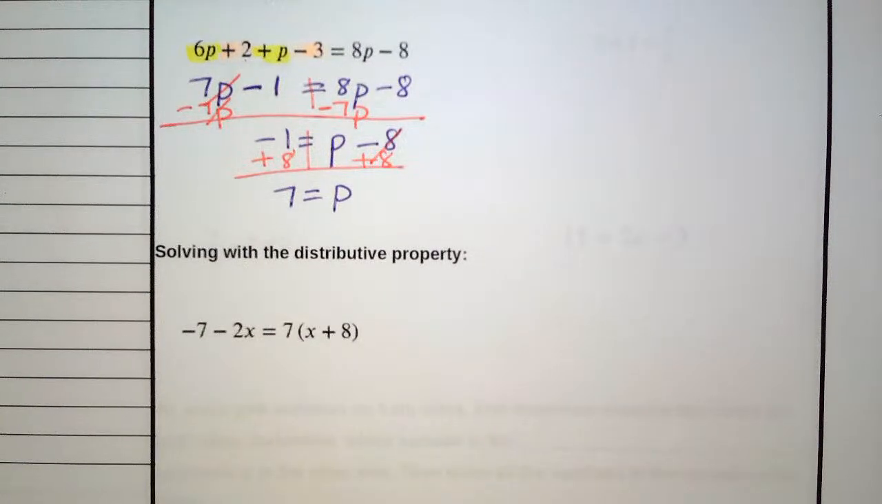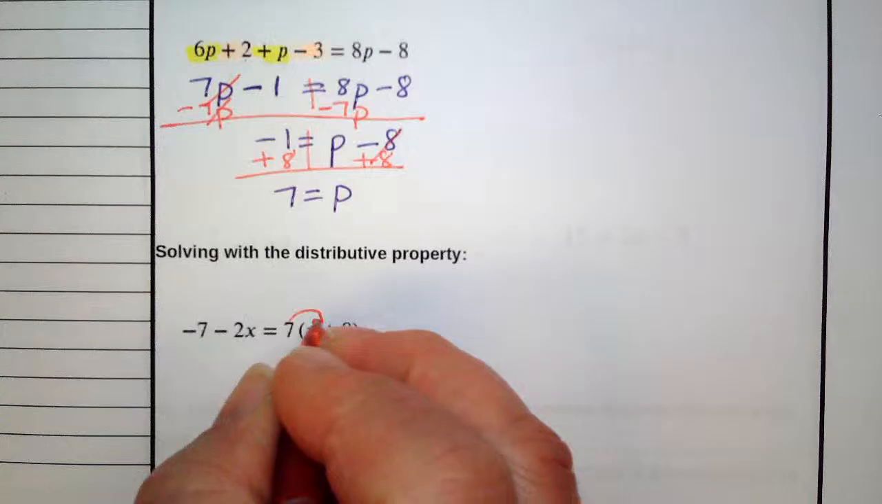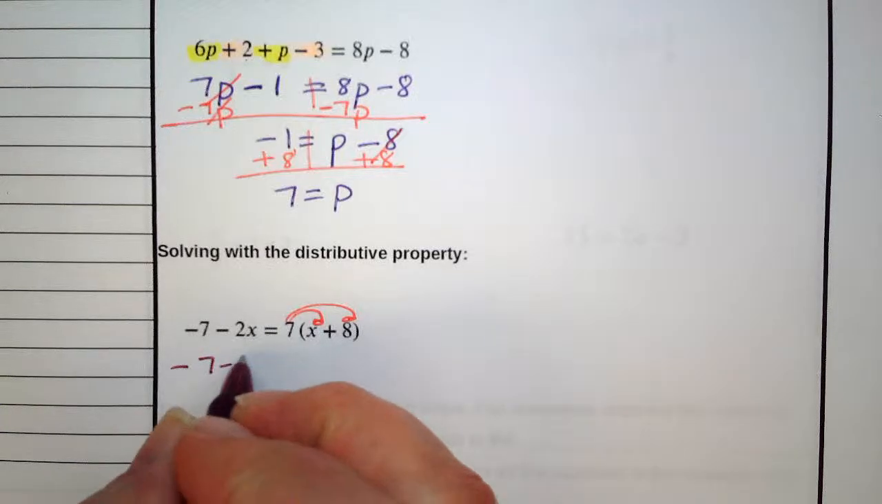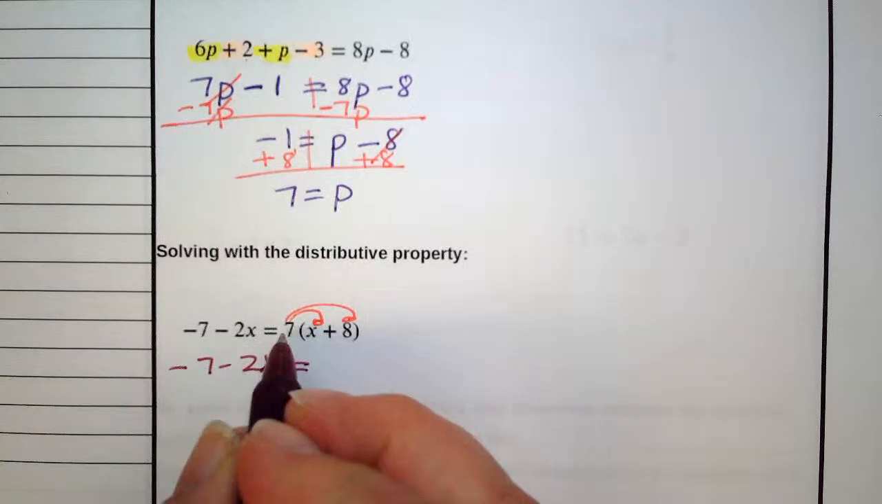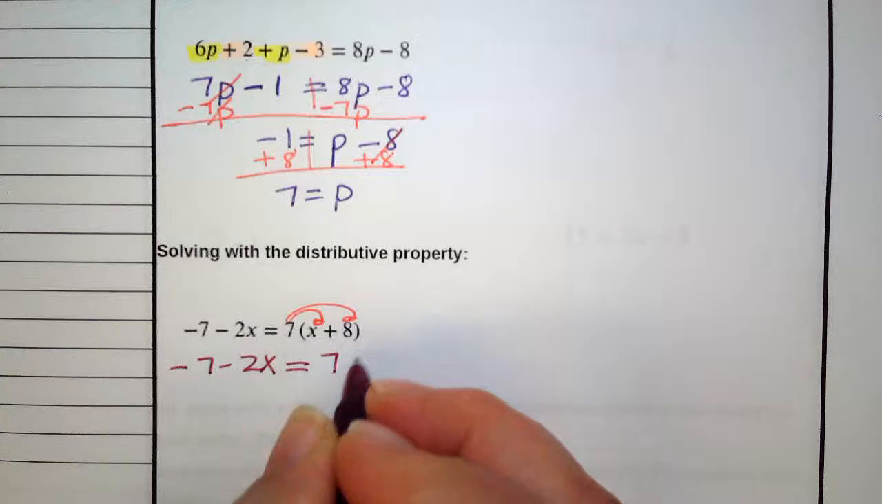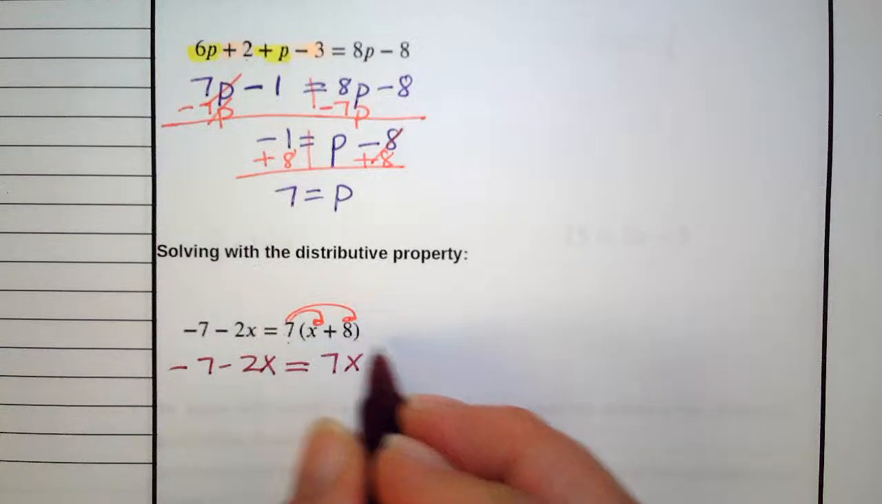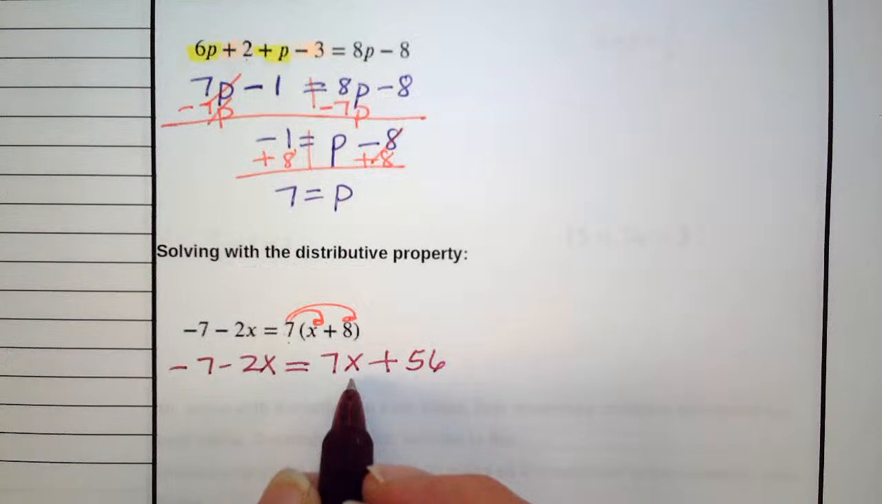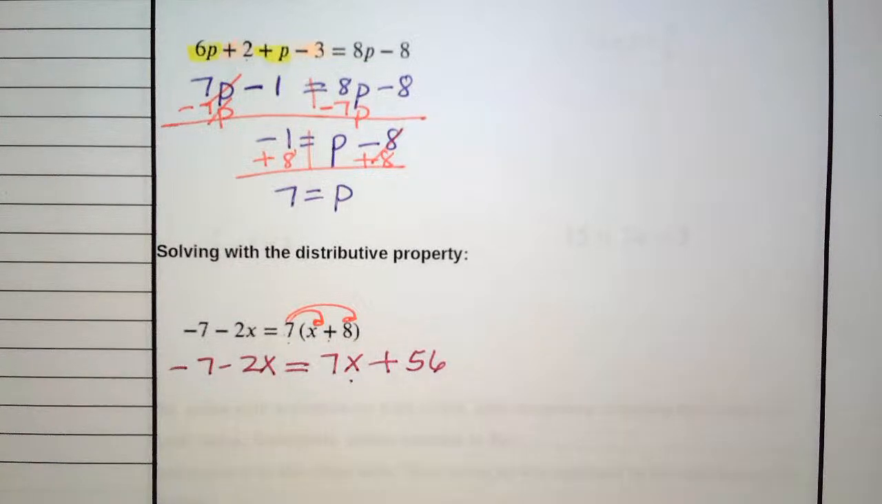Now, we're getting into the distributive property. We've looked at it, we've worked with it. What does it look like? What happens if we've got it in our equation? Well, we still have to distribute. I've got negative 7 minus 2x, that doesn't change, equals x times 7, 7 times x is 7x. 7 times 8 is 56. So 7x plus 56.